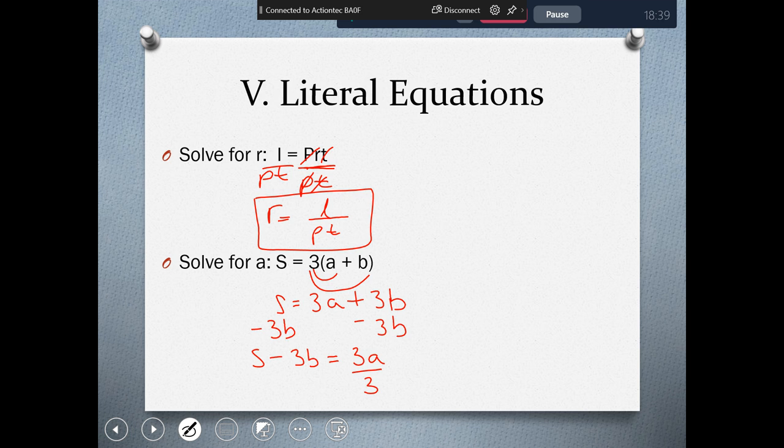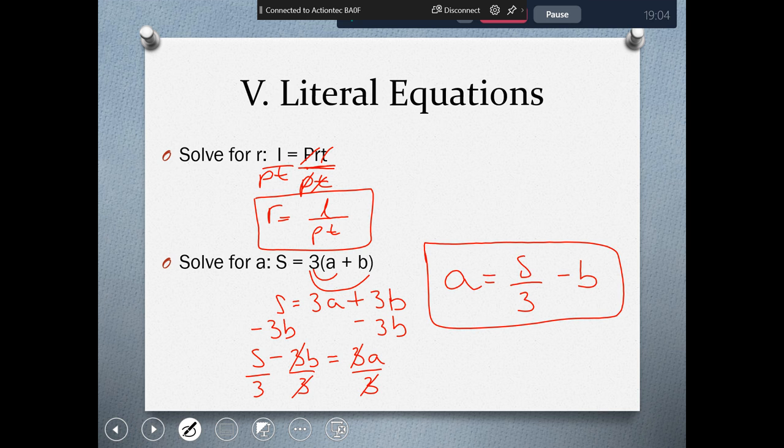But instead of just dividing the whole thing by 3, because I know that I might have things that cancel out, I'm going to divide each term by 3, because everything needs to be divided by 3. It's kind of like distributing in that way. So there my 3's cancel, and here. So I'm just left with A equals S over 3 minus B. That's all that I'm left with. There's only 3 questions on literal equations.